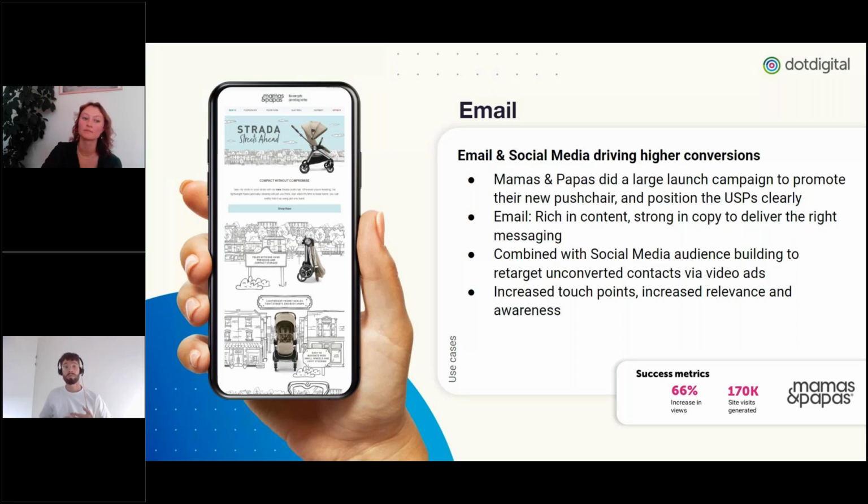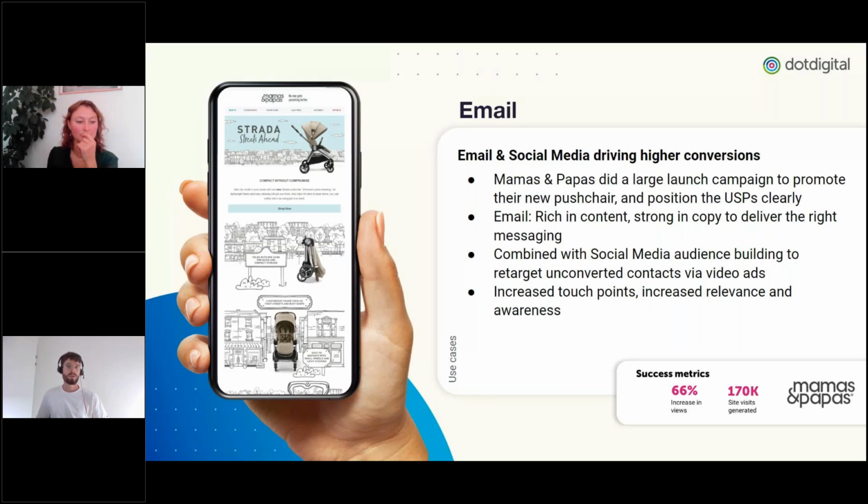They had a very big product launch for a new pushchair. They have a big audience, a big database, and they wanted to go out with a big bang for this product launch specifically. They used a combination of email that was super rich in content, attention grabbing, strong in copy to deliver the right messaging, very much focusing on the USPs of this pushchair. So ensuring their customers, like soon-to-be parents or new parents, knew about the safety features and the practicalities of this pushchair. It was a big launch, like I said.